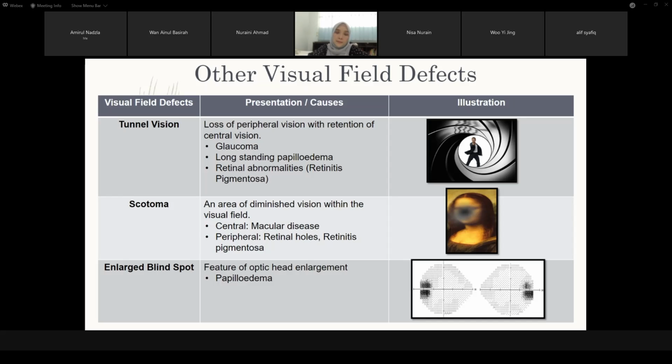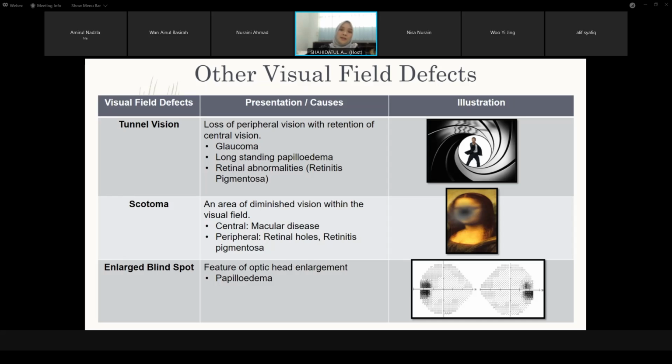Doktor, nak tanya, apa beza tunnel vision dengan peripheral scotoma? Okay, tunnel vision ni macam you all pakai binocular, pakai apa kita panggil tu, teropong. Can you imagine you use teropong kan, you use binocular. So what you see is just macam tengah kecil saja. You tak nampak dah tepi-tepi kan? That is tunnel vision. But peripheral scotoma ni dia macam patchy sahaja. Dia bukannya habis the whole peripheral vision.